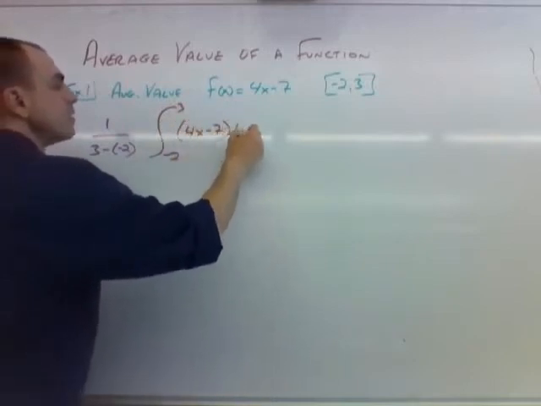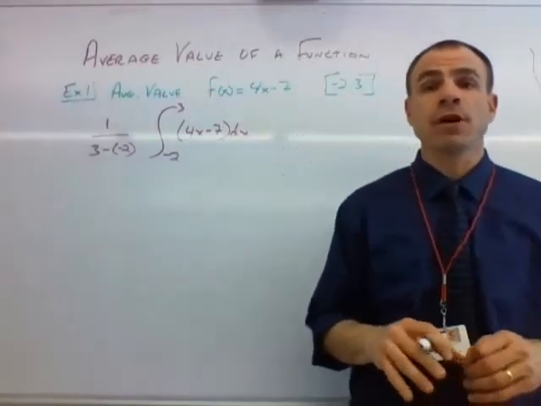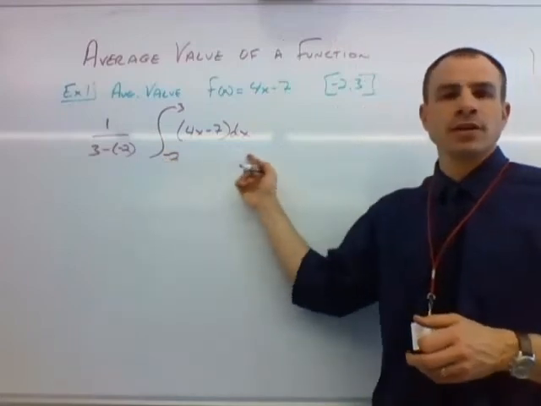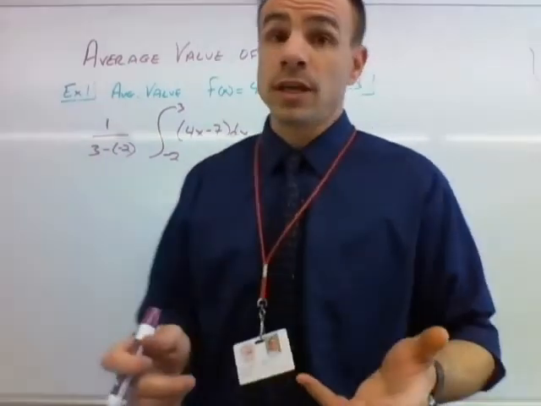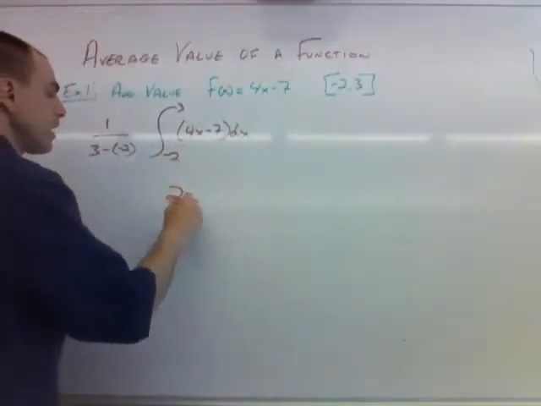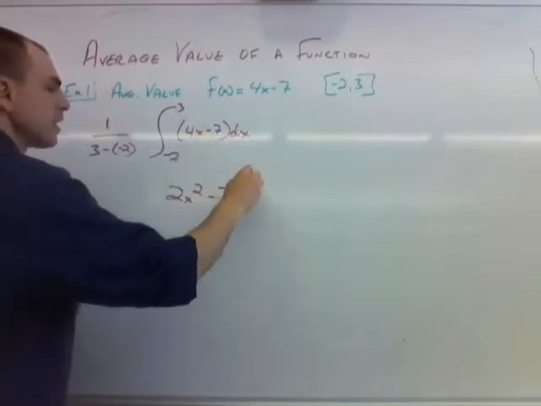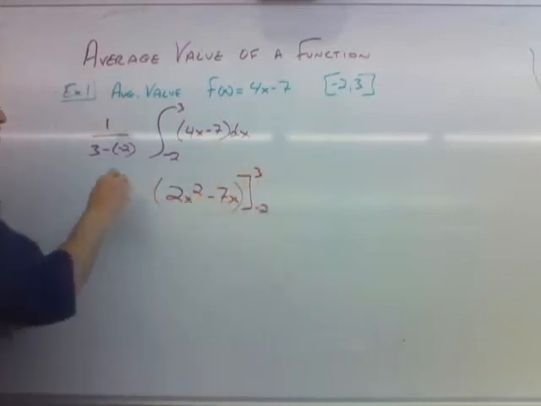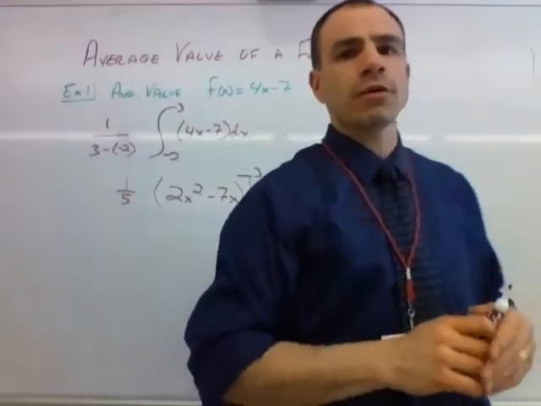7 dx. Now the coefficient is just going to relax out front until the very end, and ultimately we're just using the fundamental theorem of calculus to find the value of that definite integral. So that means we have to take our antiderivative. So the antiderivative of 4x is 2x squared, and the antiderivative of 7 is 7x, and that's being evaluated from negative 2 to 3. And again, we just have this 1/5 that's just hanging out front. No big rush. We'll deal with that at the end.